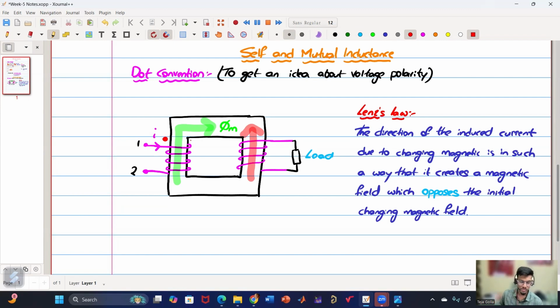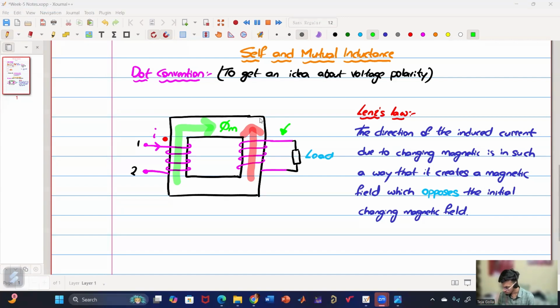Anyone? So I want the direction of the current in this, whether it will be from left to right or right to left. Left to right. Very good. Who is this? Shamita? Yes, sir. Yeah, very good.